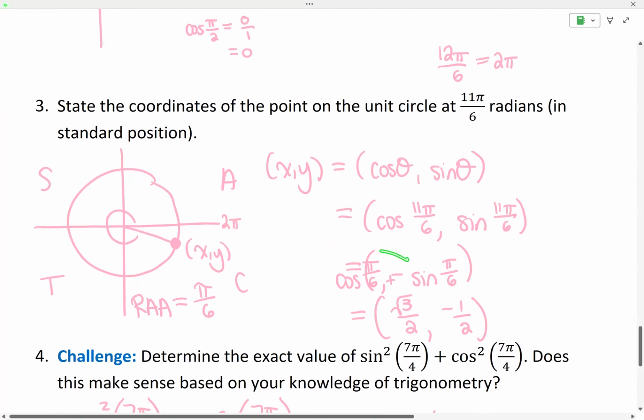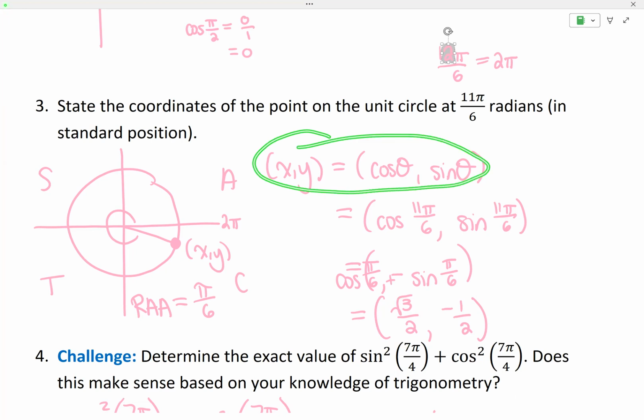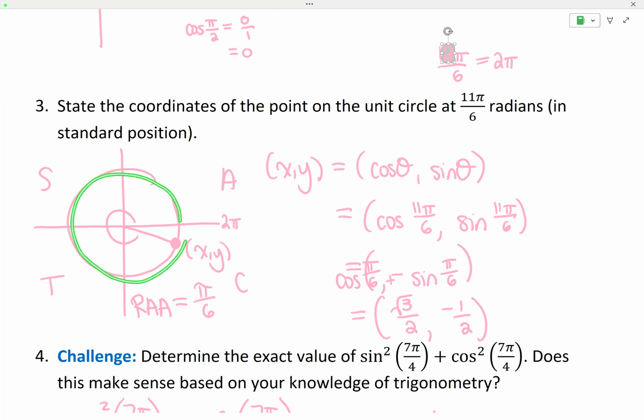The coordinates, oh, sorry, my writing got messed up here. The coordinates of the point at 11 pi over 6 radians. So don't forget that the coordinates are given by cos theta, sine theta. So really this is just asking what's cos of 11 pi over 6 and what's sine of 11 pi over 6. So again, cos of 11 pi over 6, the related acute angle is just pi over 6. We draw it, we can see that it is a bit less than 12 pi over 6. So that's why it's in quadrant number 4.